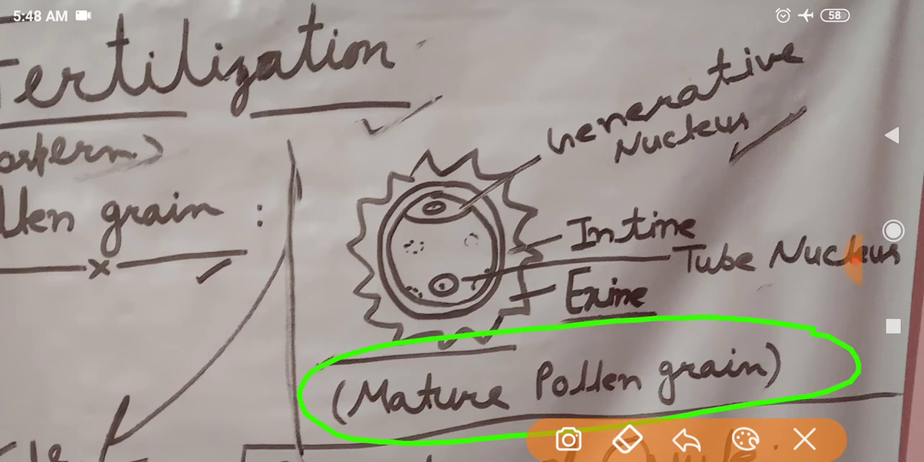There are two types of covering found in it. First is the exine, as you can see here, and this is the intine. The exine is the outermost covering, which is thicker than the intine. A generative nucleus and a tube nucleus are also found here. The generative nucleus is functional and proceeds to the germination of the pollen tube from the pollen grain. The tube nucleus generally provides nourishment to the pollen grain.